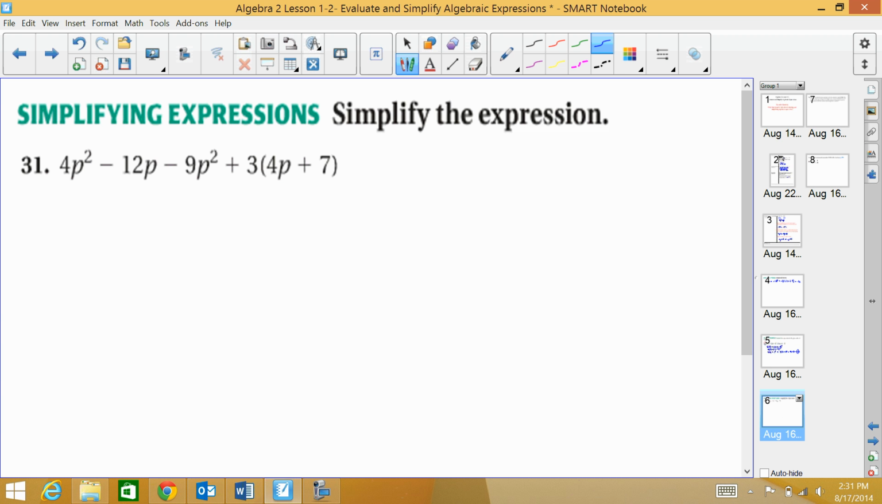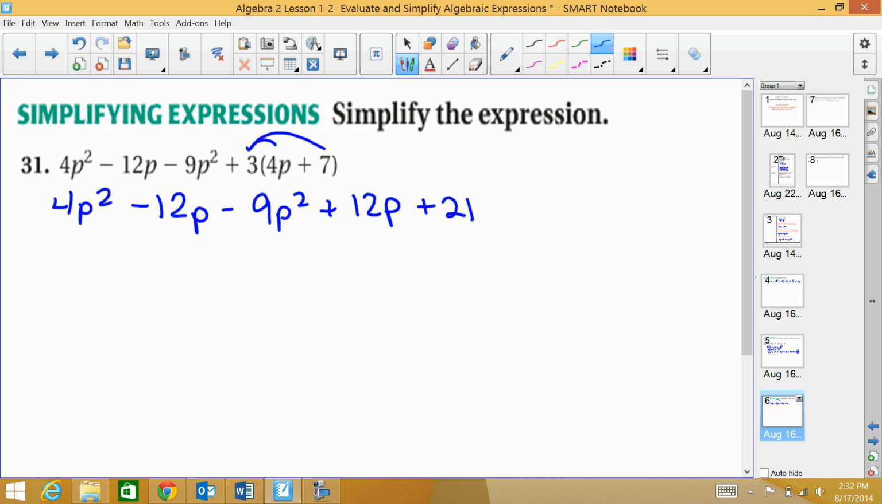All right, simplifying expressions. Now we're using variables. So we need to find our like terms and put them together. Also, you'll notice that we have parentheses in here, so there's an extra step that we have to do before we combine like terms. So anytime you see parentheses like this, that means you have to distribute. So we're going to take and distribute these here. So we're going to end up with 4p squared minus 12p minus 9p squared plus, and then 3 times 4p would be 12p, and 3 times 7 would be 21.